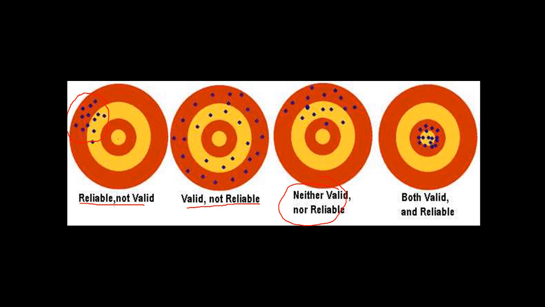And so the goal, what we really want to see inside a study, is for something to be both valid and reliable, where again all of our items are closely grouped together, thus consistent, but also hitting the bullseye of our target.